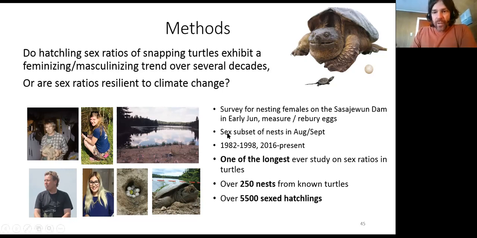So the sex ratio study went from '82 to '98, and then it started again when I started in 2016, and it's been going to the present day. So this is probably one of the longest sex ratio studies on turtles or on anything in the world, and it's the only study on a type 2 species that I know of. And we can ask the questions: are sex ratios resilient to climate change, or have they changed over several decades?